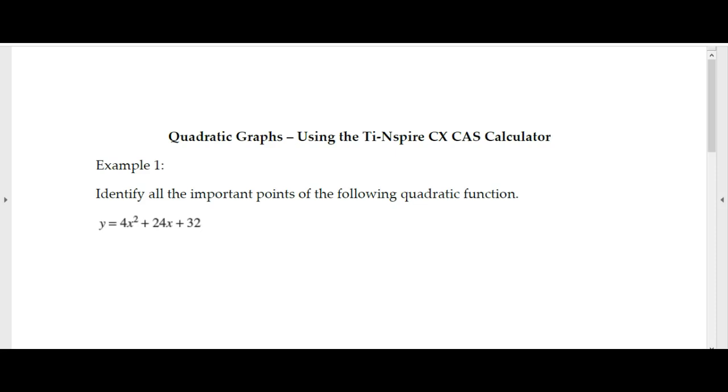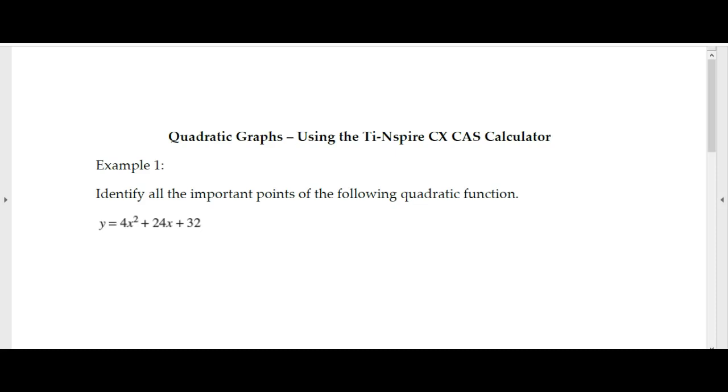In today's lesson, we are going to have a look at using the TI-Nspire CAS calculator to identify the important points on a quadratic graph. And in the second part of our lesson, we're going to learn to use the calculator to complete the square and identify the coordinates of a turning point.